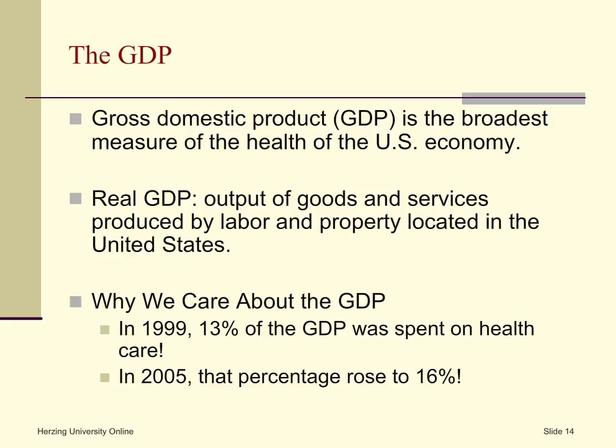The GDP, or gross domestic product, is the broadest measure of the health of the U.S. economy. Real GDP is the output of goods and services produced by labor and property located in the United States. Why do we care about GDP? As the percentage of the GDP that is spent on health care rises, the more likely others that are external to healthcare will want to fix the situation. The GDP suggests that we must be engaged actively in helping to change the healthcare system.